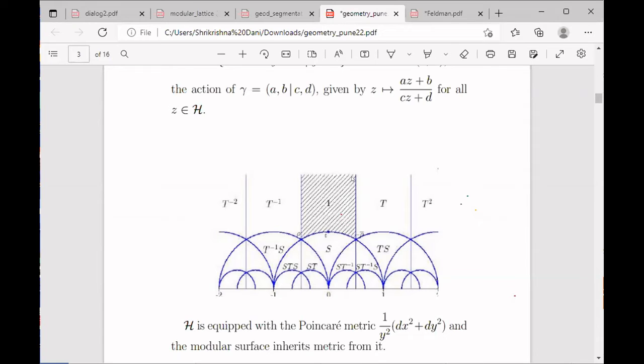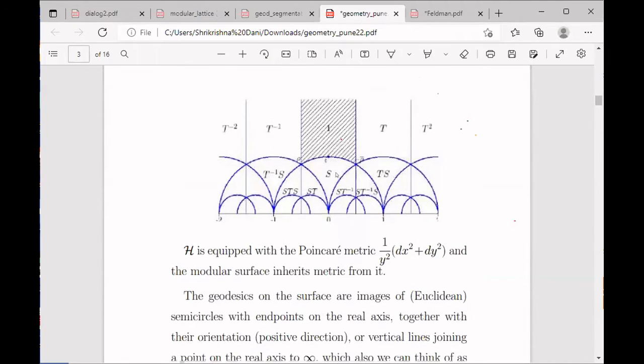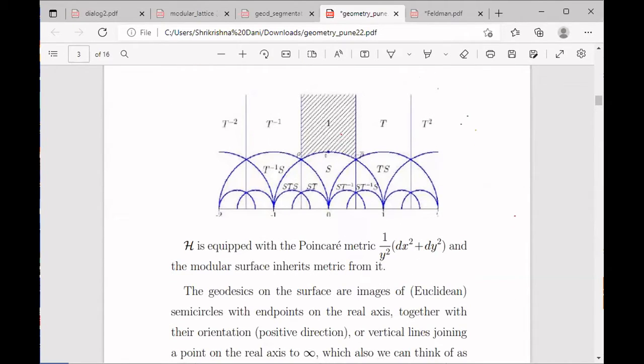And the word cusp comes from the fact that as you go further and further, the points at horizontal distance, even if the distance can become close to 1, the actual distance in the surface is getting smaller and smaller, because the metric there is not dx squared plus dy squared, but divided by y squared. So when y is large, the distance is very small. So it's actually getting more and more like a sharp cusp. That's the cusp. So that's the surface.